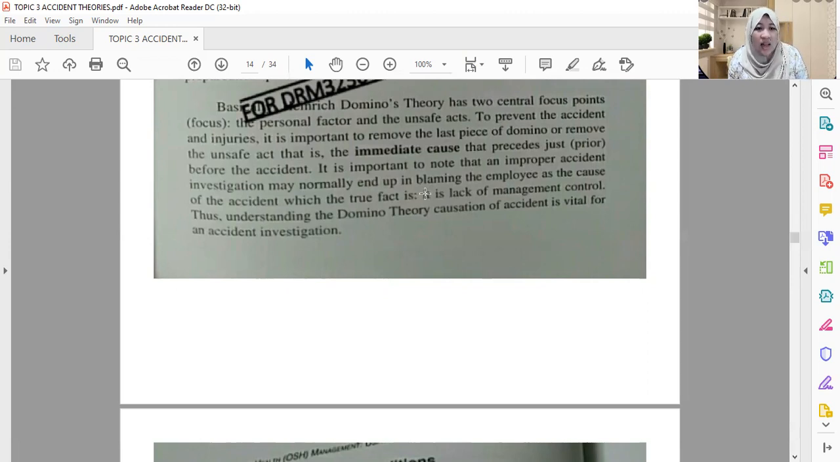And you can see it is important to note that improper accident investigation may normally end up in blaming the employee as the cause of the accident. You may be blaming others, saying you are the one who is responsible for this, otherwise you are the one in charge during that time. But the true fact is the lack of management control. Or maybe the management will say, we are not responsible for this, after all this belongs to the department. The department has to write a show cause letter, blah blah blah, and so forth.